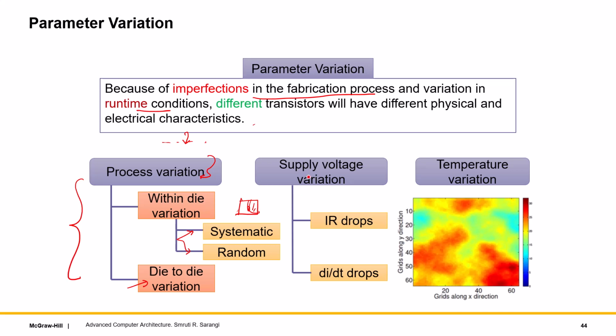Then we can have variation in the supply voltage, which is a broader part of the parameter variation umbrella, where we could have IR drops because it's a high current draw, where the power grid will have an IR drop. And as I said, L dI/dt drops, which are because of the inductance. Because the power grid has an inductance, by Lenz's law, it will oppose any change in current, it will apply a back EMF, which will cause issues with the supply voltage.